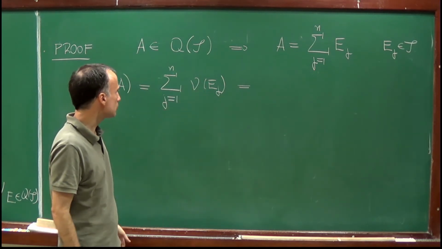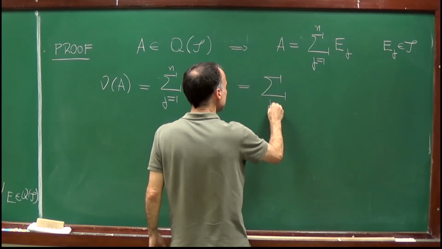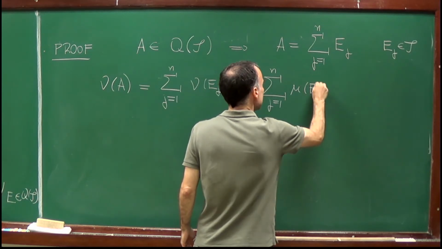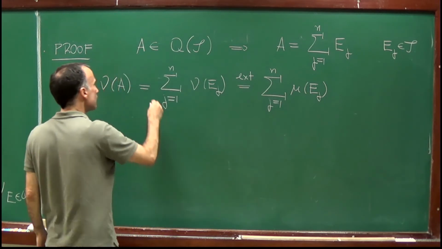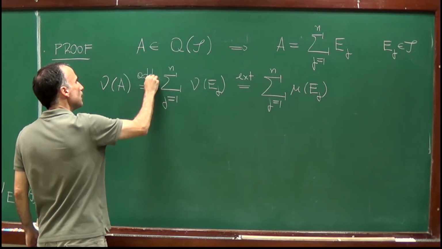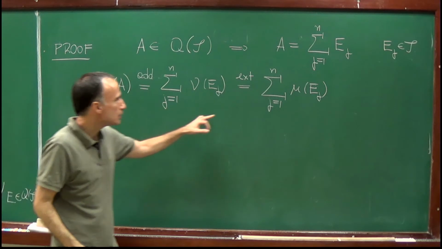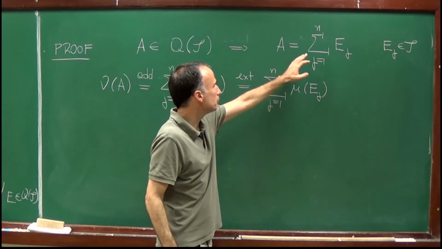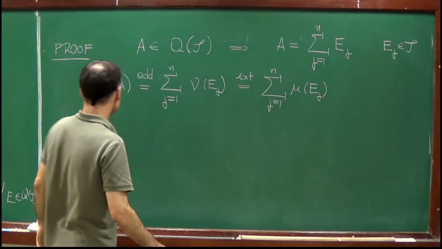Since Ej belongs to the semi-algebra, here we are using the fact that it's an extension, right? So in this identity I'm using the extension, and in this identity I'm using the additivity. So there is no way out, but nu of A should be equal to the sum of mu of Ej whenever A can be written as a disjoint union of the Ej. So this is the definition we will propose.